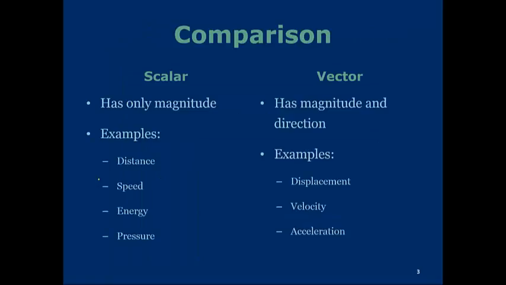Before we begin, let's go over the difference between scalar quantities and vector quantities. Scalars have only magnitude, and examples are distance, speed, energy, and pressure. Vectors, on the other hand, have both a magnitude and a direction. Examples are displacement, velocity, and acceleration. These are all different, so when you're thinking about which quantity you're calculating for, make sure you have a good idea whether or not they're a scalar or a vector.